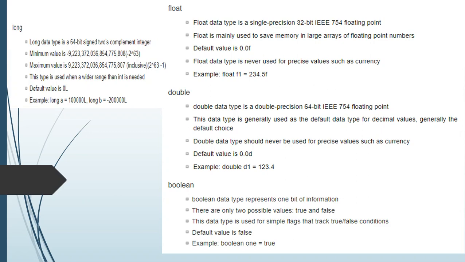Boolean. Boolean data type represents 1 bit of information. There are only 2 possible values: true and false. This data type is used for simple flags that track true-false conditions. Default value is false. Example: boolean one = true.